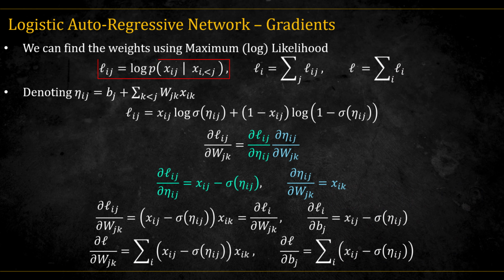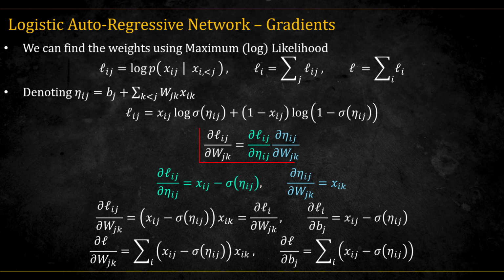We can find the weights using maximum likelihood. We'll denote by L_ij the log likelihood of the jth conditional of the ith observation. The full log likelihood for the ith observation is the sum over all conditionals, and the full log likelihood of the entire data is the sum over all observations. We'll denote by eta_ij the linear part of the ith observation, jth unit. L_ij is given by this expression.